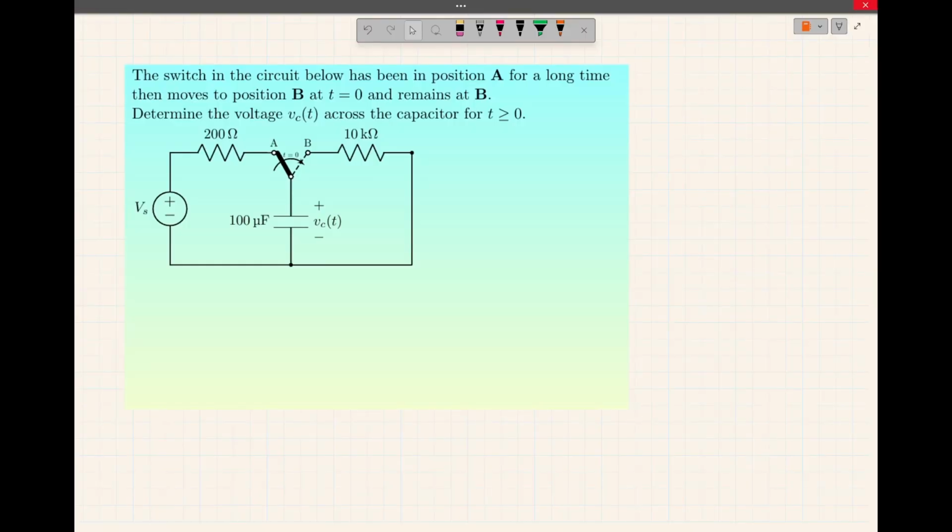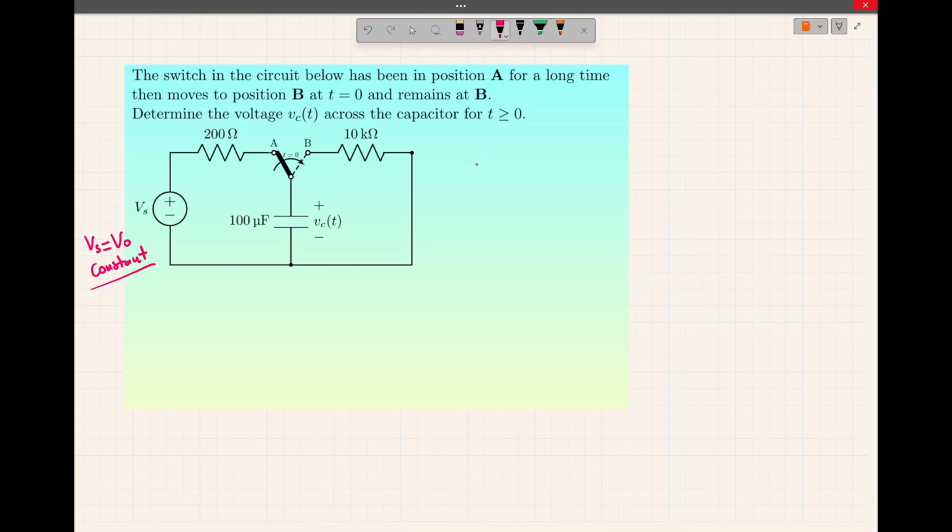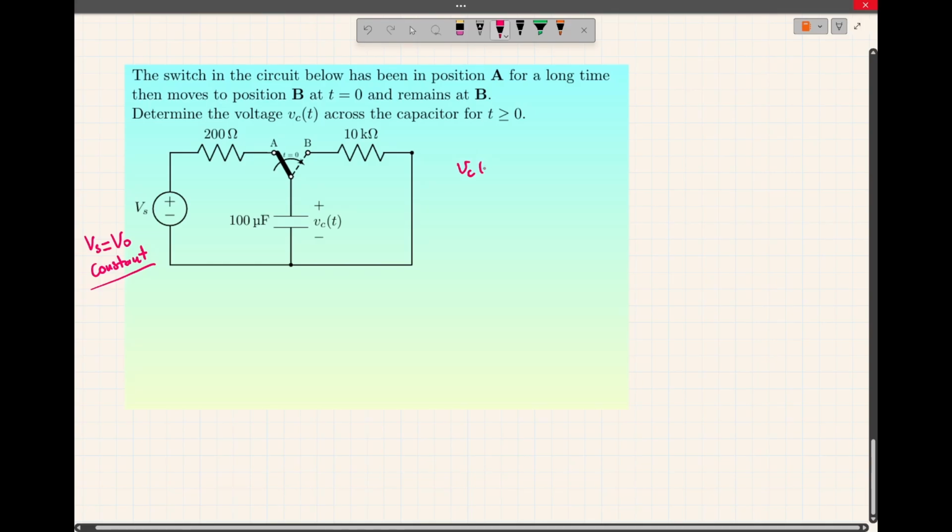Find the voltage across the capacitor. Initially the switch was connected to point A. Then at t equal to 0, the switch moves to point B and remains at B. Now Vs equal to V0 is a constant voltage source. What we want to do here is to find the voltage across the capacitor for t bigger or equal to 0.